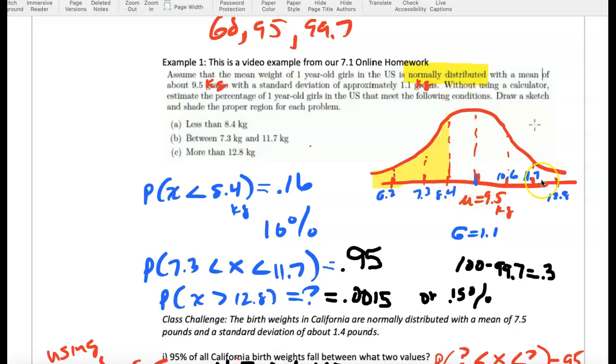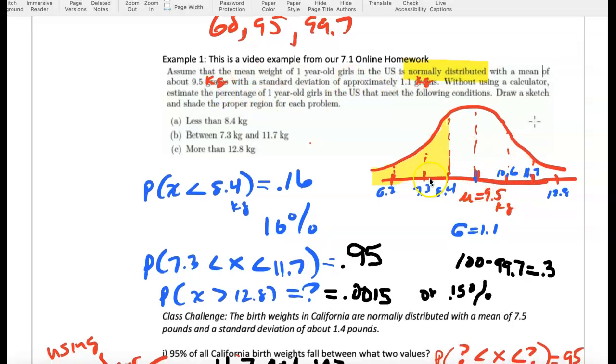What that means is most of the people are going to be between 8.4 and 10.6 kilograms. I get those numbers from the mean minus 1.1 and the mean plus 1.1. Then we can go another standard deviation below and another above, and then we go 3 standard deviations above and below. So in general, we know 99.7% of all one-year-olds are going to weigh between 6.2 and 12.8 kilograms.